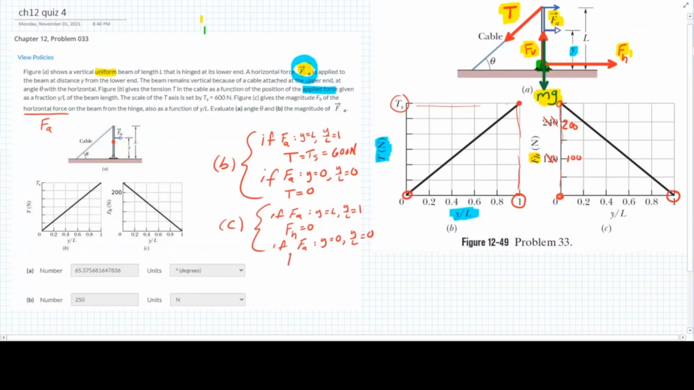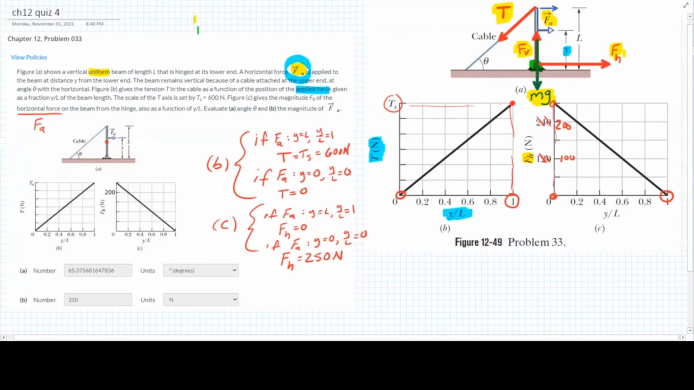F sub H equals 250 newtons. Let me go through and check that. If I apply this external force at Y equals 0, meaning down here, I'm applying this force, not up there, but down here.